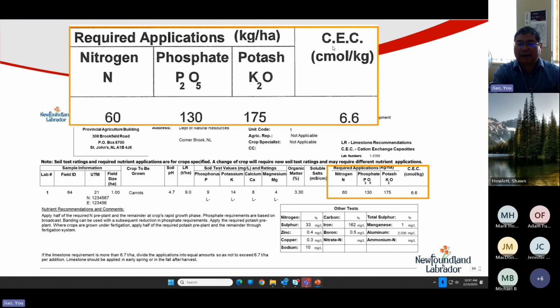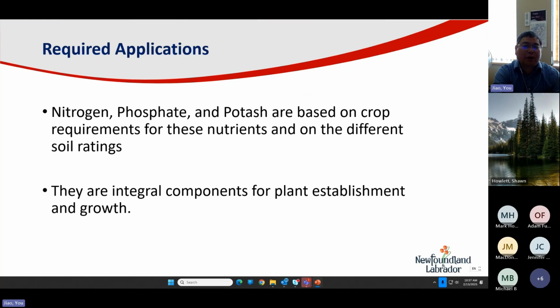The CEC is cation exchange capacity. This is the measure of how well the soil can hold nutrients. In the required application section, we have nitrogen, phosphate, and potash again here. These words are used for the crop pickup form, but exactly for the calculation, we go back to P2O5 or K2O, based on crop requirement for the nutrient and on the different soil ratings. They are the integral components for plant establishment and growth.